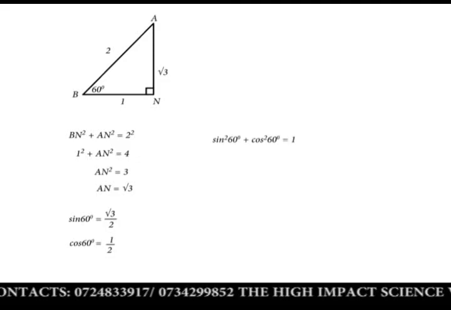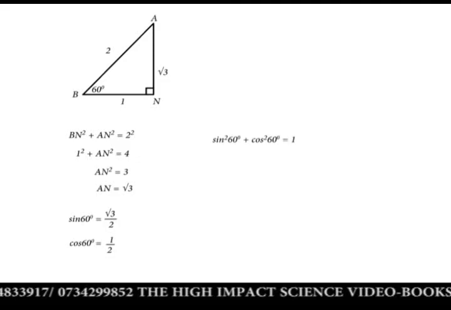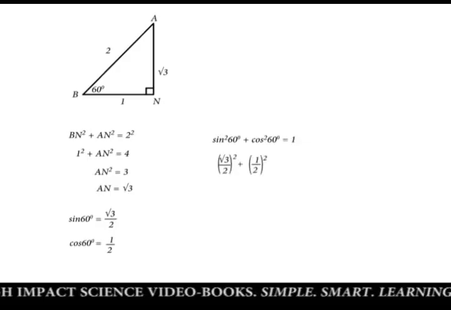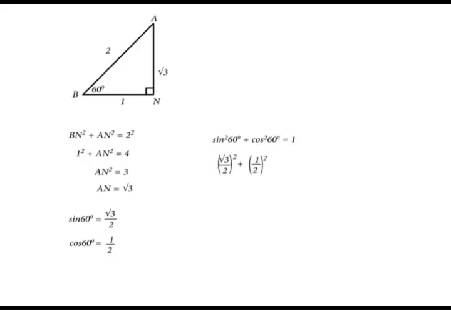Sin squared 60 plus cos squared 60 will therefore be equal to root 3 over 2 squared plus 1 over 2 squared. That gives us 3 over 4 plus 1 over 4, which is equal to 4 over 4, and that is equal to 1. And therefore sin squared X plus cos squared X is indeed equal to 1.